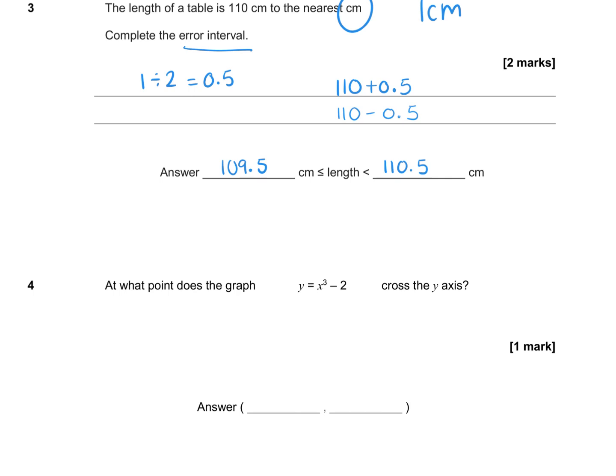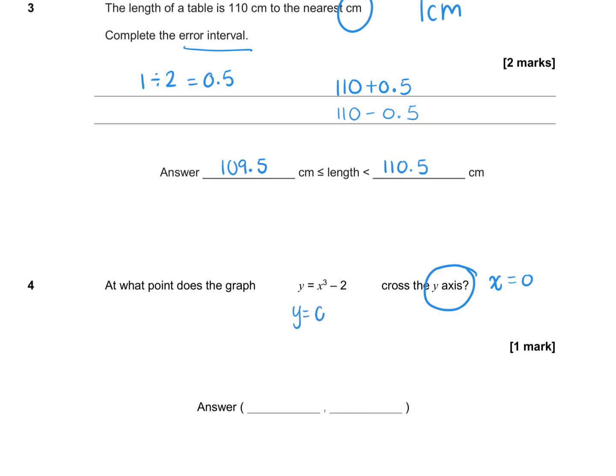For question 4, at what point does the graph y is equal to x cubed minus 2 cross the y-axis? You might be thinking, this isn't really fair. I don't know what the graph of y is equal to x cubed minus 2 looks like. And that's fine, but if they're looking for where it crosses the y-axis, that is going to happen when x is equal to 0. So we can go ahead and substitute that in.